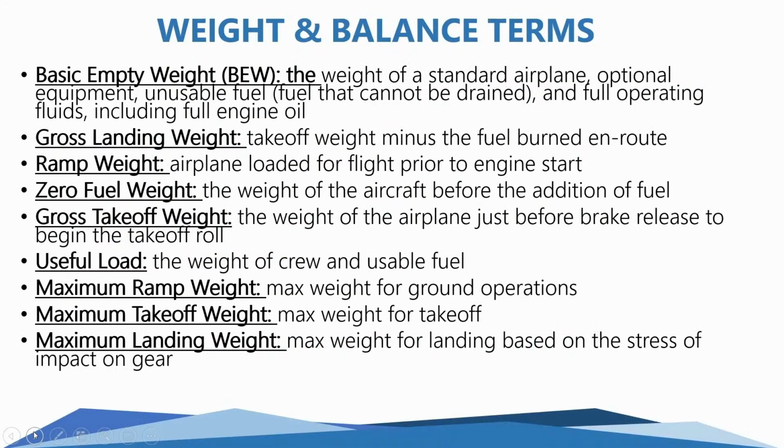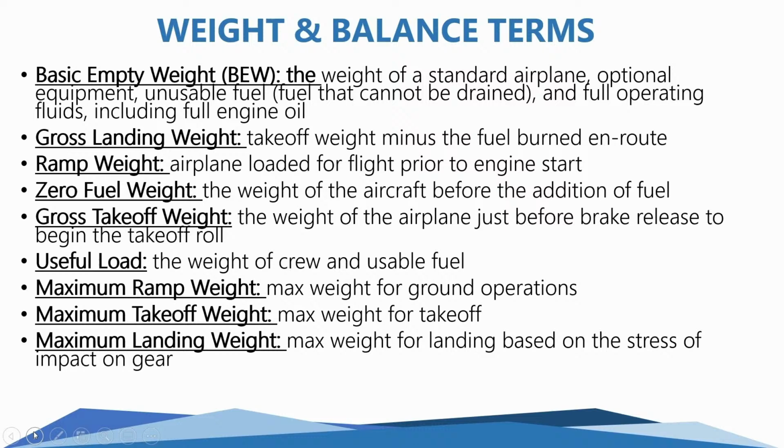So the first one is BEW. This is your basic empty weight. This is your official weight and balance that's computed by a mechanic. What this does include is the weight of the airplane itself, and then any optional equipment, unusable fuel, which is also provided in your manual as well. So the example that we're using today is a Cessna that has 56-gallon tanks, but only 53 gallons is usable. 3 gallons is unusable. Unusable fuel we can't account for in our flight planning purposes. And this is fuel that essentially cannot be drained from the system. It also includes full operating fluids, including the full engine oil as well.